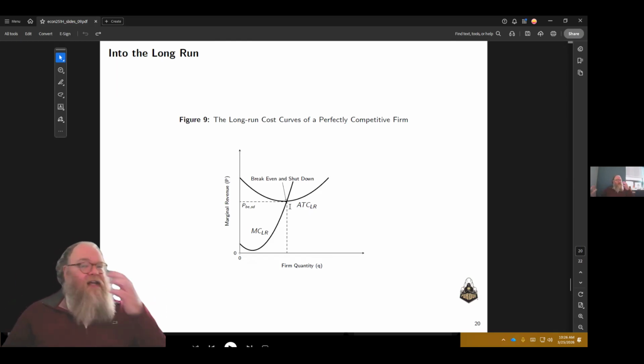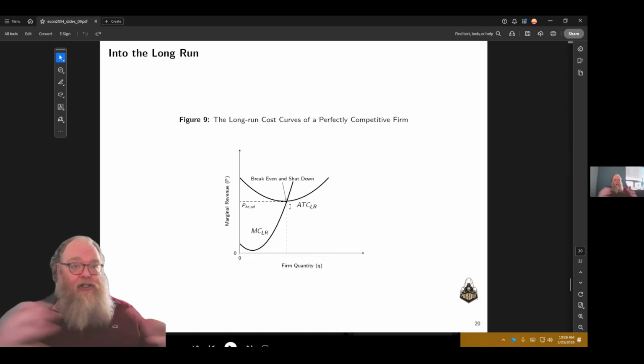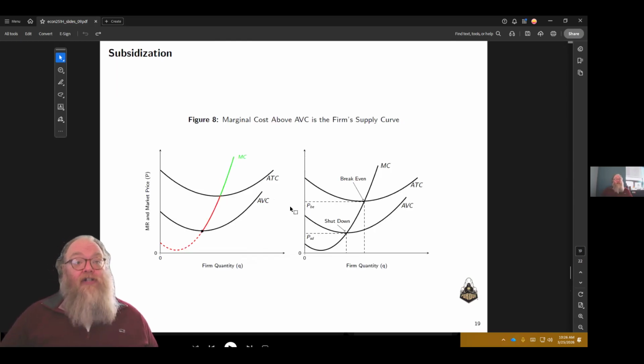So that's the key difference. The long run is a time period long enough where I will not accept anything but zero or greater profits. If I suspect that I will make negative profits in the long run, I should in fact get out of the market, whereas in the short run, I'll accept negative profits as long as I'm covering my fixed cost.